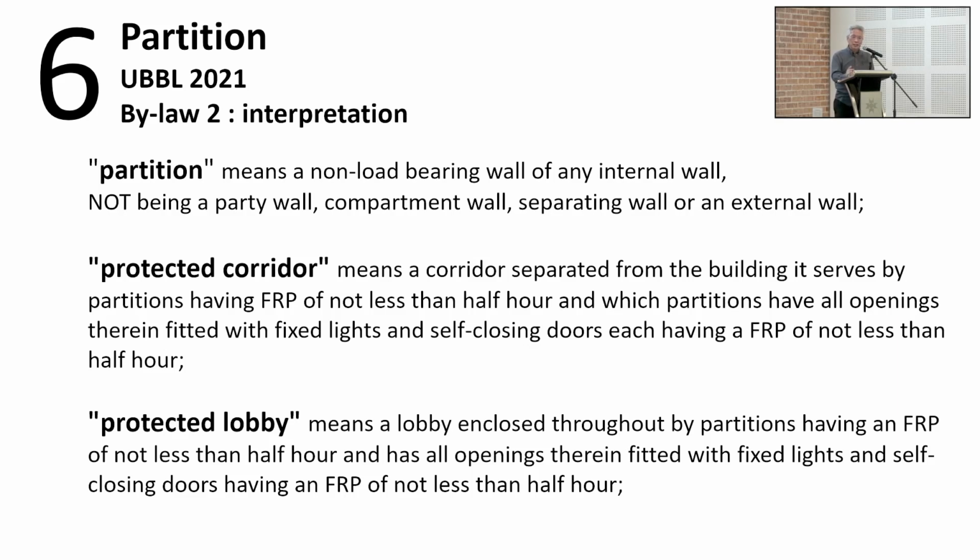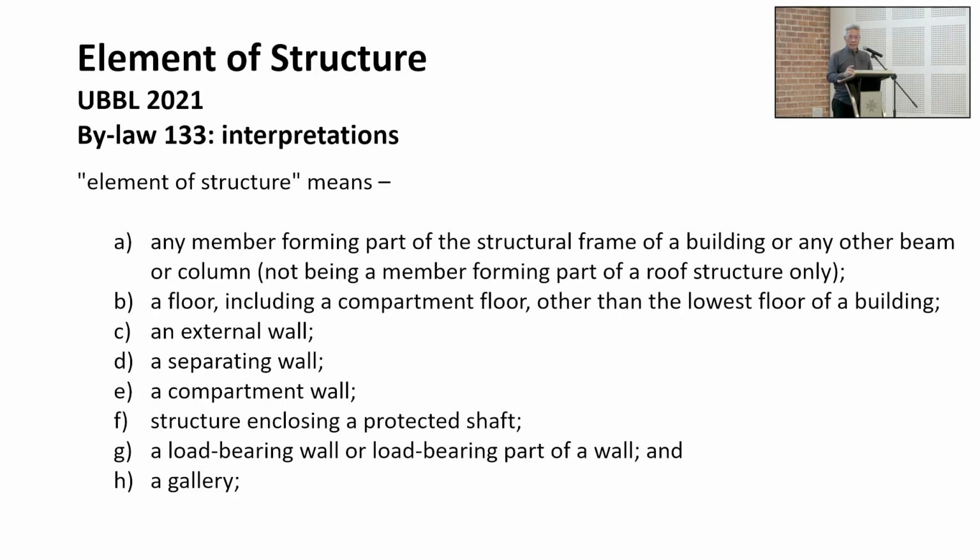Protected corridors means a corridor separated from the building itself by having partitions of a certain fire resistance period. See? We still have not covered all the walls yet. So there are requirements for partitions to be fire rated. And protected lobbies means a lobby enclosed throughout by partitions having a fire resistance period of not less than half an hour. And these are only the definitions.